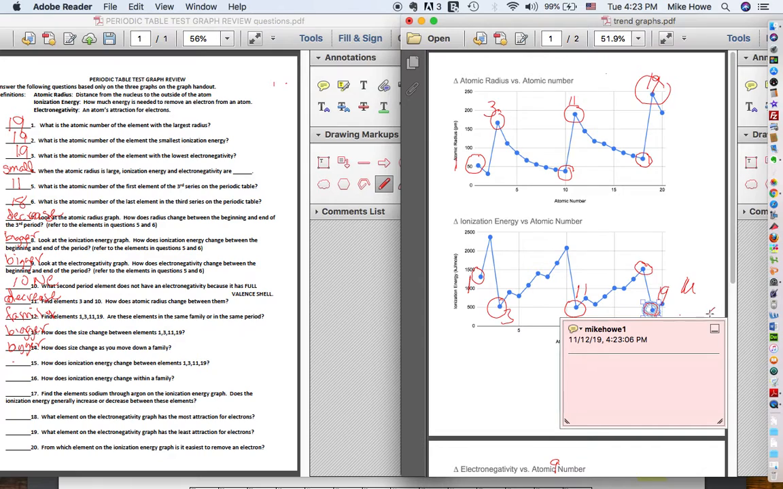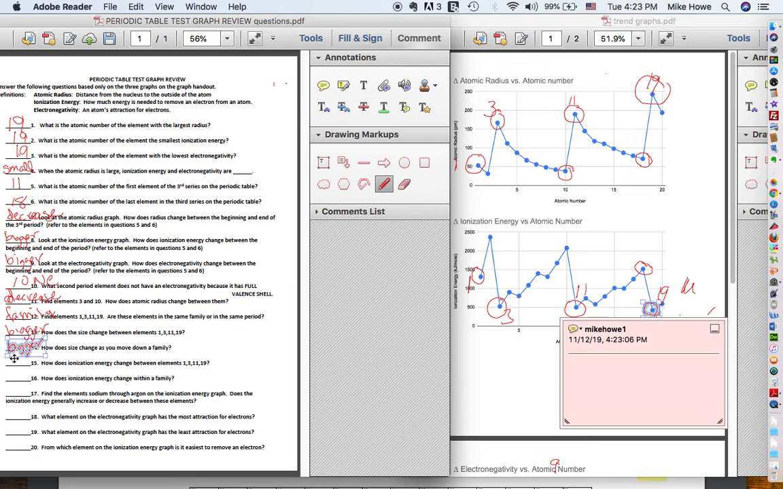So the ionization energy gets what? More or less? 1, 3, 11, 19. It's going down. So decrease. So how does the ionization energy change within a family? As you go this way, it gets less. So lower going down. Or you can just say decrease if you remember we're going down the family.